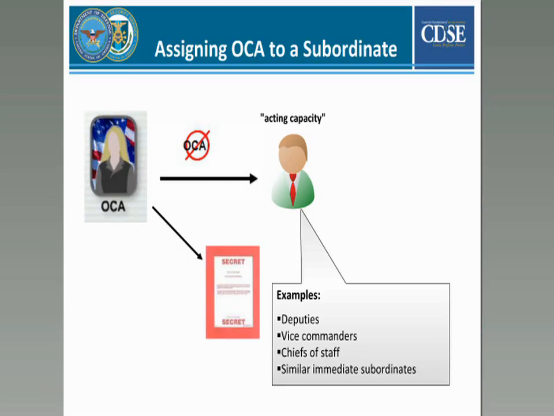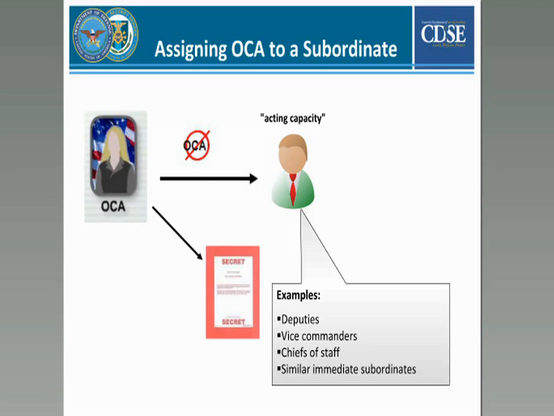For example, that person's deputy or vice commander, chief of staff, or similar immediate subordinates of the OCA are empowered to exercise authority when they officially assume the OCA's position in an acting capacity. This is the same as being the acting commander. They assume that responsibility when the other is not there.